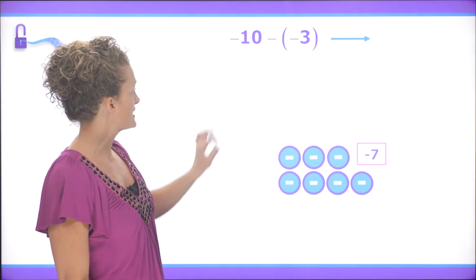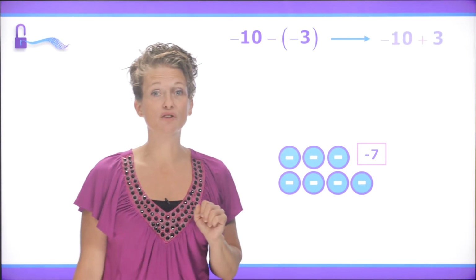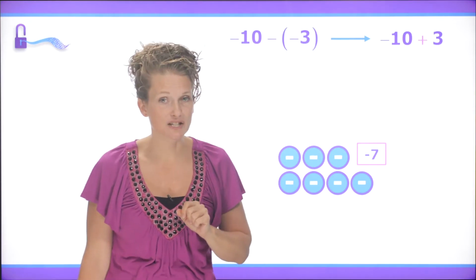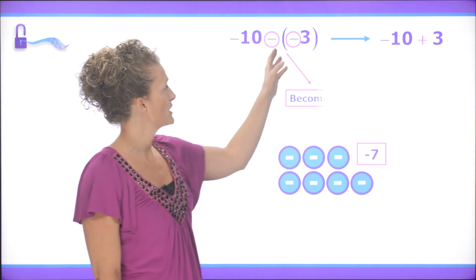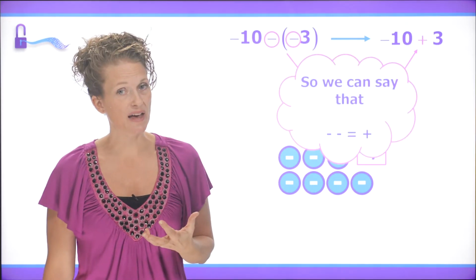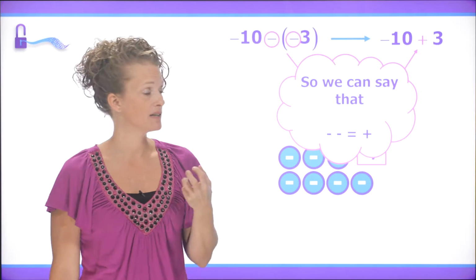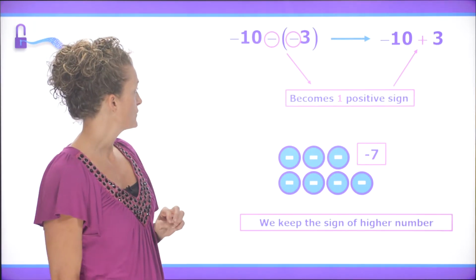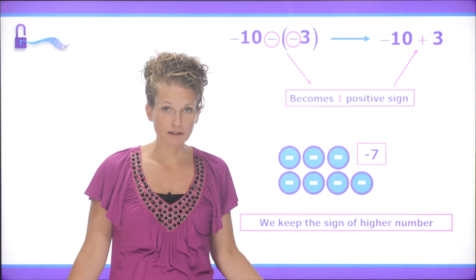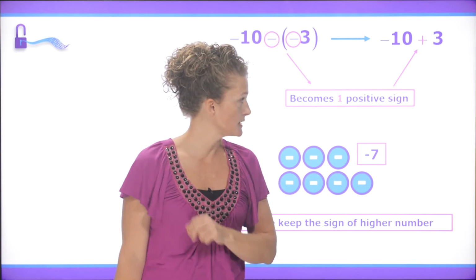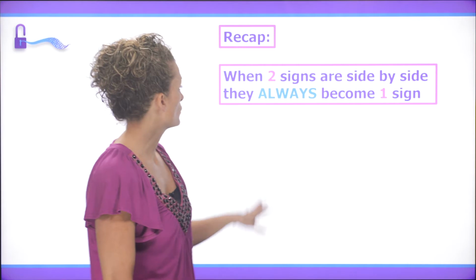So from here, we can say negative 10 minus negative 3 is the same thing as saying negative 10 plus 3. All right, so we see that these two signs become one positive sign. And from that, we can say that a negative and a negative is equal to a positive. So again, we keep the sign of the higher number. Higher number is 10, and it's a negative, so our answer will in fact be negative, which you can see that it is.